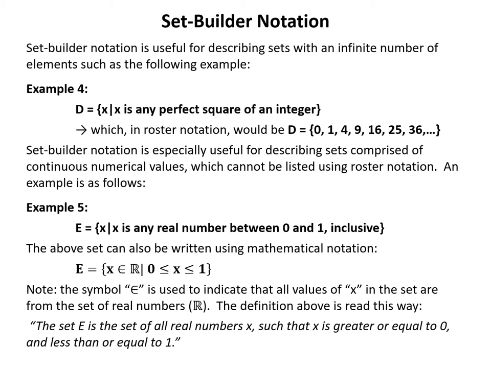So the definition that you see is read this way. The set E is the set of all real numbers x such that x is greater than or equal to 0 and less than or equal to 1.